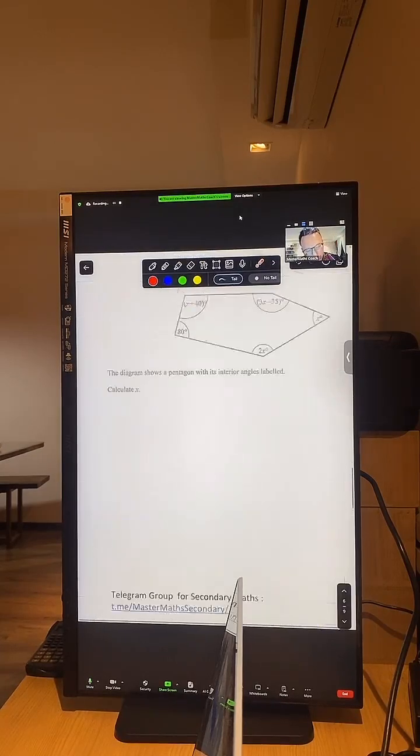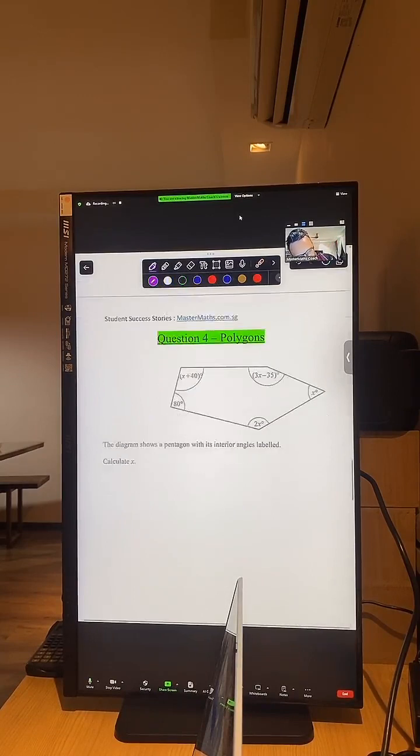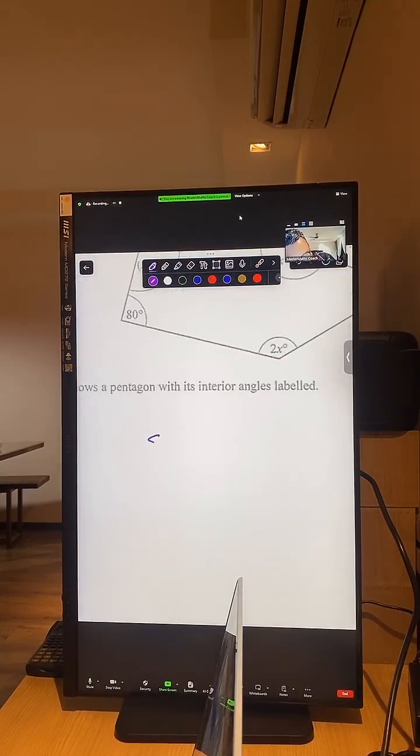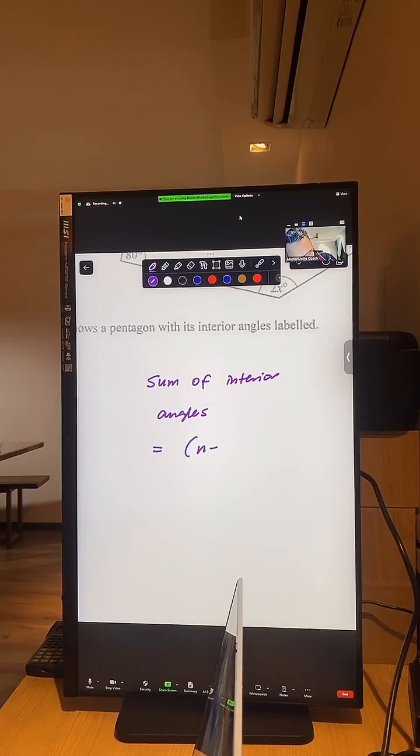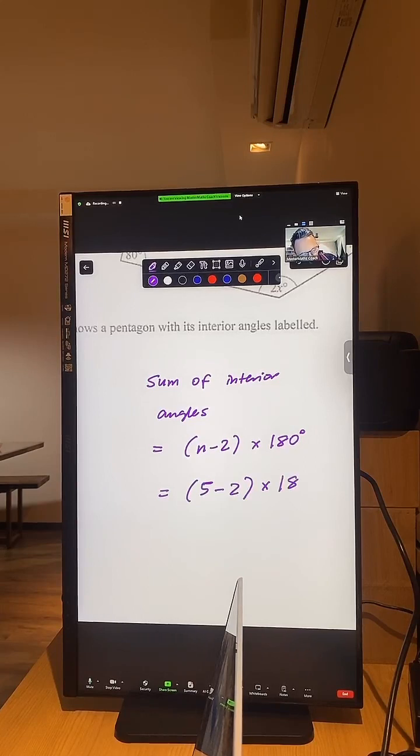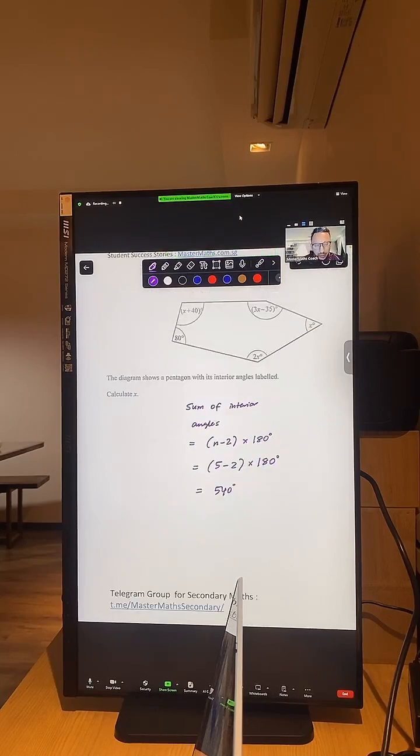Okay, so n minus 2 times 180. So again, sum of interior angles equals n minus 2 times 180 degrees. Okay, n minus 2 times 180 degrees. My n in this case is 5, because this is a pentagon. A pentagon has 5 sides. So 5 minus 2 times 180 will give me 540 degrees. So what do I need to do here?